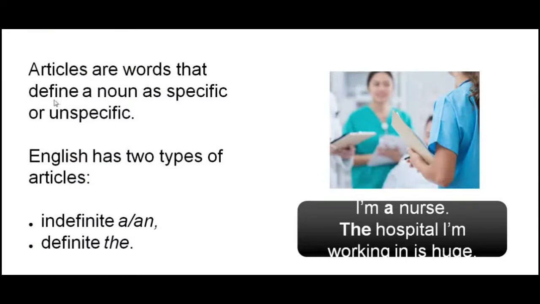Articles are words that define a noun as specific or unspecific. Now, in the English language, there are two types of articles. One is indefinite, a or an, and the other is definite, the. Let's have a look at the example over here.